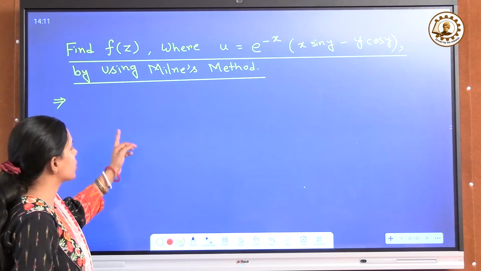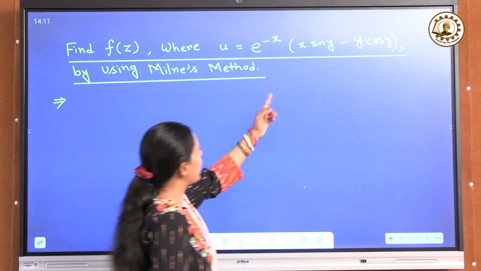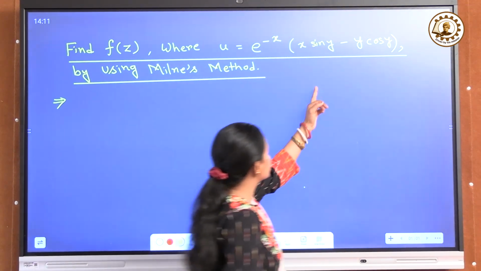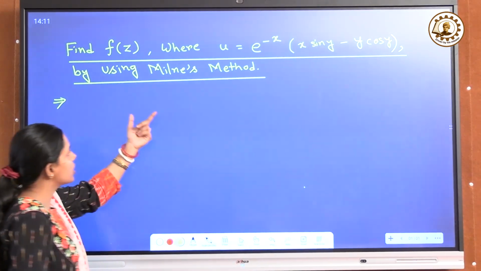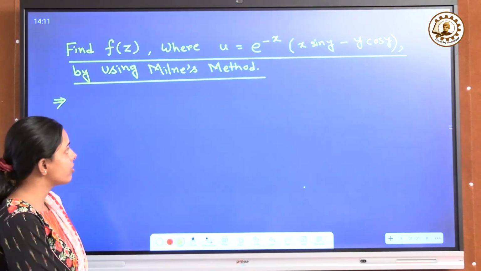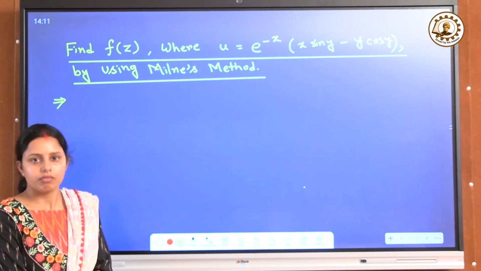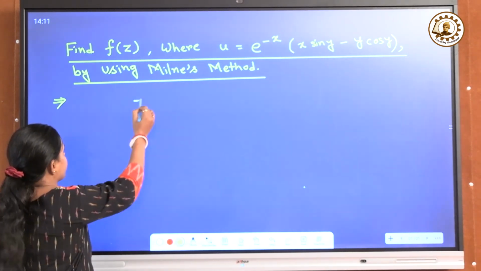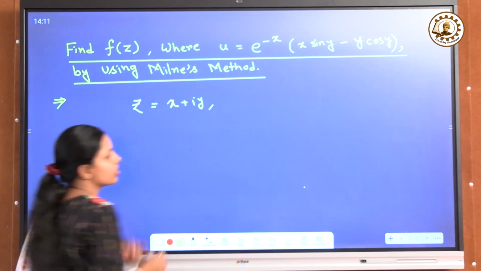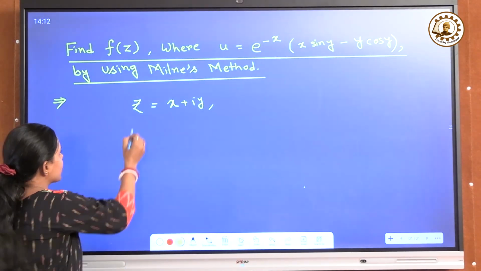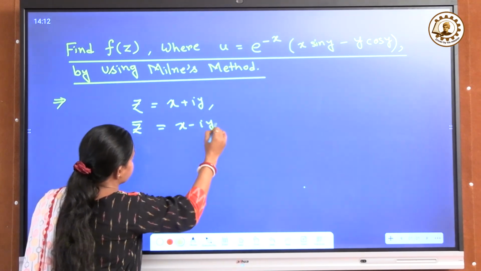Now this question: find f of z where u equals e to the power minus x times (x sin y minus y cos y). Then, by using the Milne-Thomson method, at first we take a complex variable z. Then we take its complex conjugate, z bar equals x minus iy.